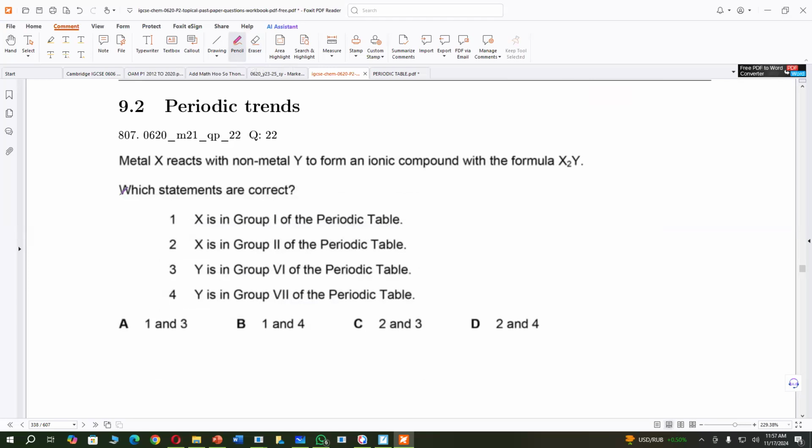Metal X reacts with non-metal Y to form an ionic compound with the formula X2Y. X2Y means, if I cross the numbers, X is 1 and Y is 2. X is +1 and Y is -2, which further means that this is a metal and this is a non-metal, group 6.